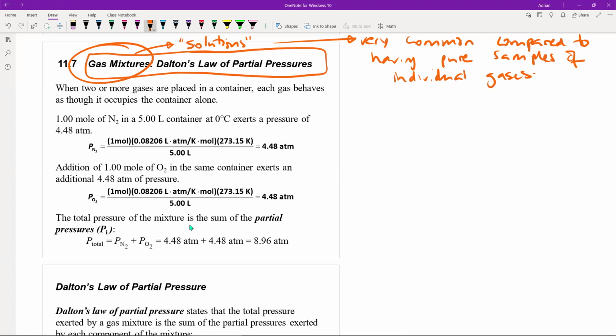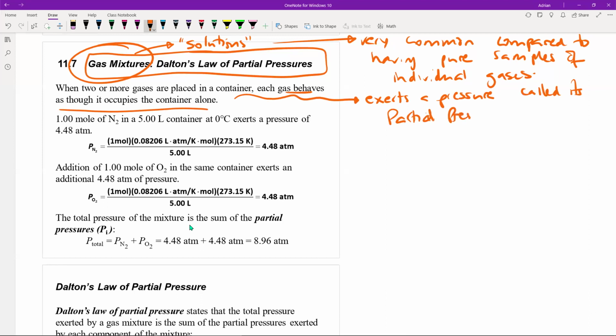So the idea behind this is that if you have a mixture of gases in a container, each gas is going to behave as though it occupies that container alone. And as a result of this, it will exert a pressure called its partial pressure. We can actually calculate this using the ideal gas equation.